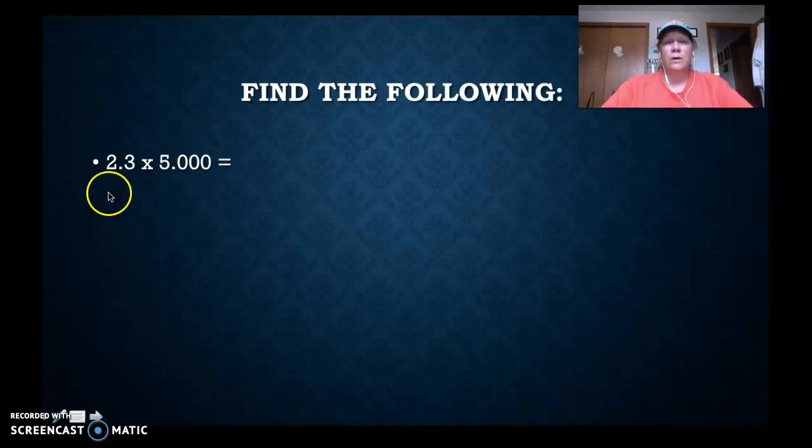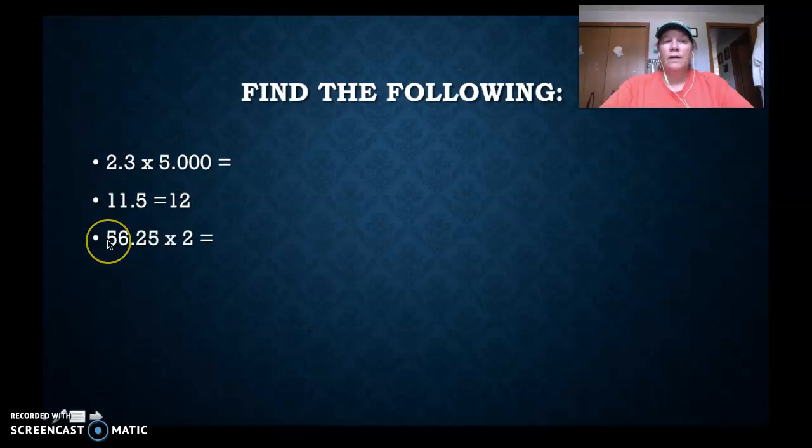Okay, so in this one, 2.3 times 5, but because I put the decimal and these zeros, this has 4 significant figures. Okay, I measured up to that point, so I wrote down my zeros. Well, when you multiply these, you get 11.5. That's what you get normally on your calculator. But I can only have 2 significant figures, so I round it to 12.